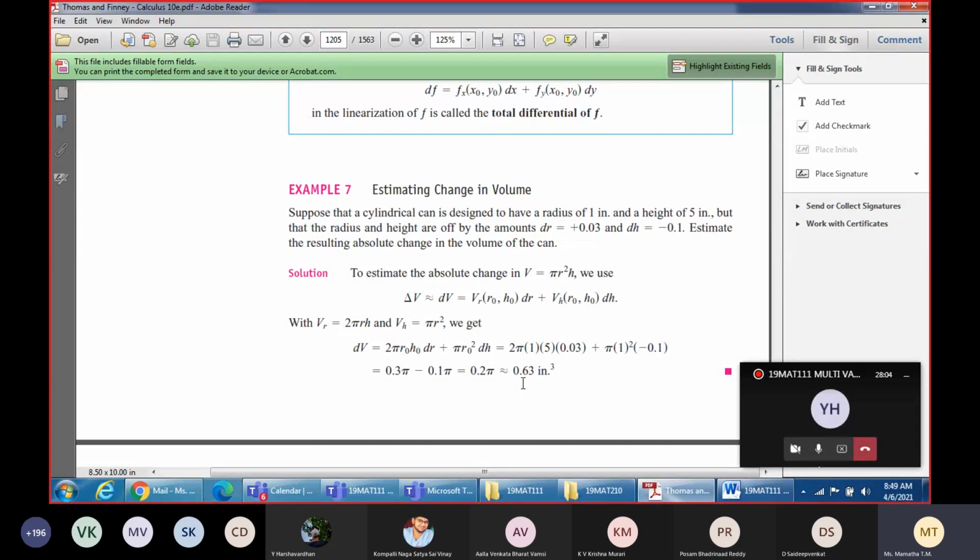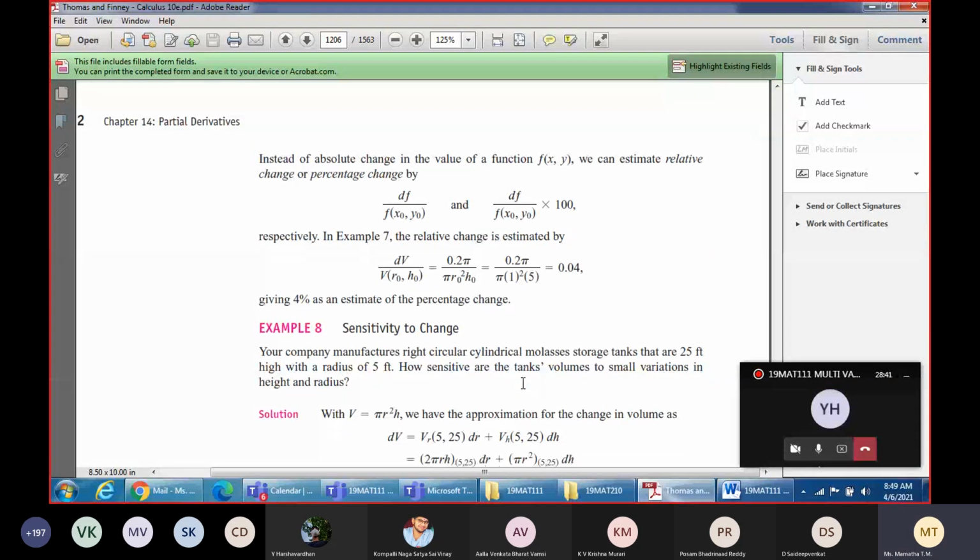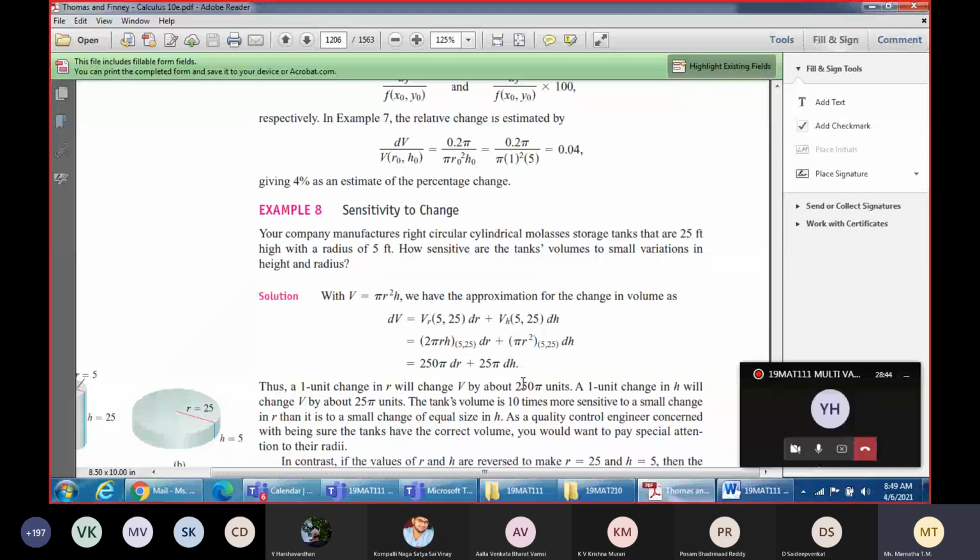Is it clear? Any doubts? So these can be used for estimating changes in the volume. It can be changes in the area of a surface. Any doubts with this particular example? So the relative changes, the percentage change, you all know, right? Okay, sensitivity to the changes.